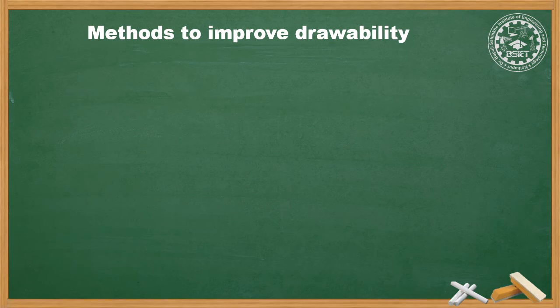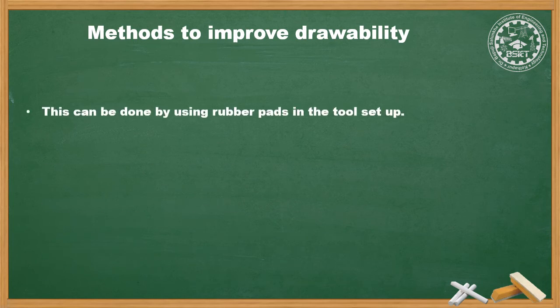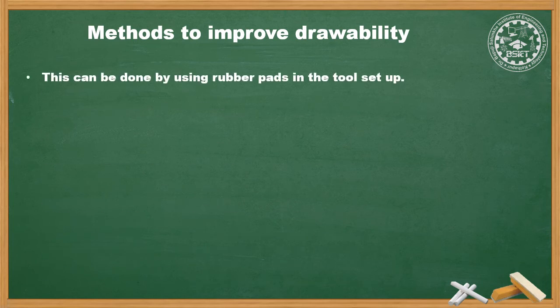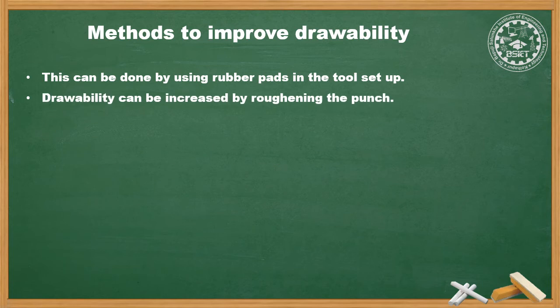Methods to improve the drawability. First, this can be done by using rubber pads in the tool setup. By using rubber pads, we can improve the tool setup and increase the drawability. Drawability can be increased by roughening the punch. The punch should not be sharp, so that it does not cause tearing and wrinkling of the sheet. The punch should always be rough.